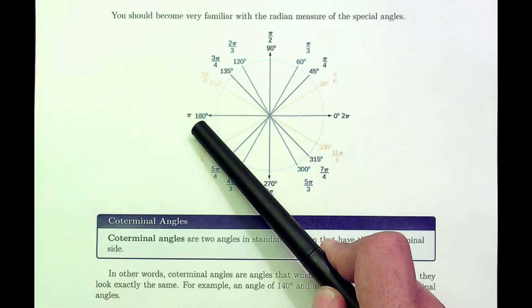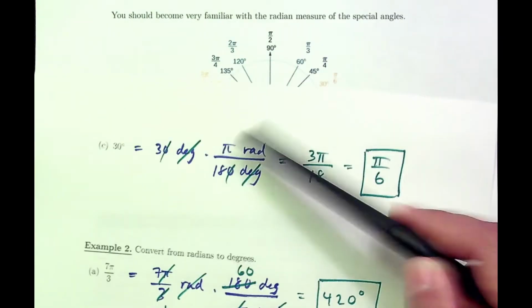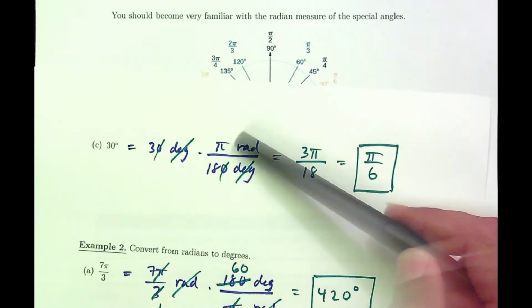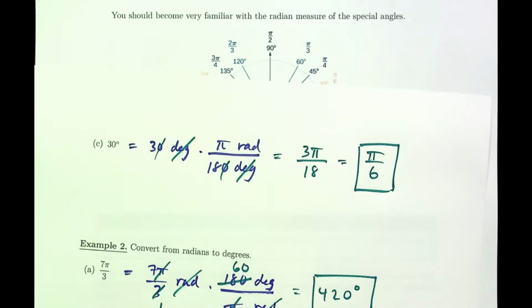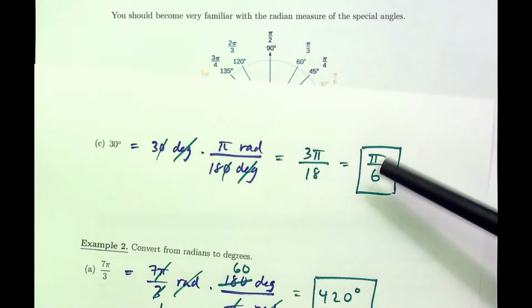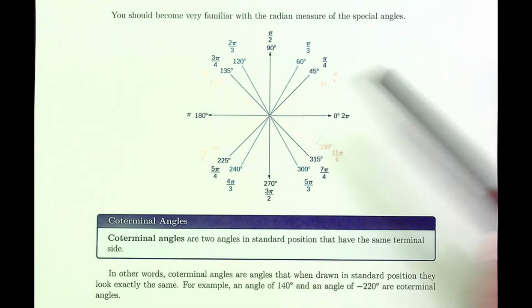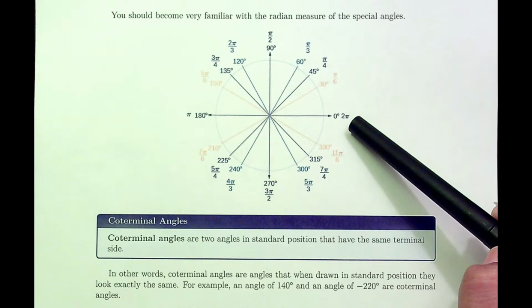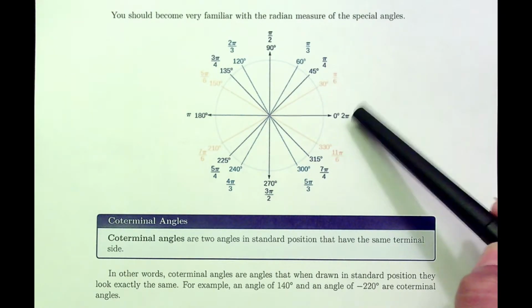Well, that one you really need to know because that's the relationship that you use when doing the conversion problems, when converting from one unit to the other. And 2 pi equals 360 degrees.